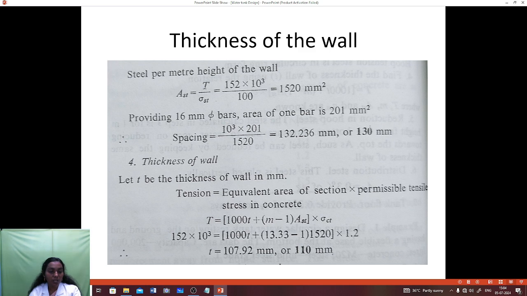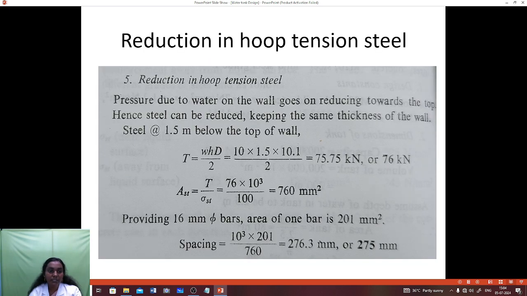Next one is thickness of the wall. For the thickness of the wall, the tension is equal to the cross-sectional area into the permissible tensile stress in concrete. Also find the tension value. This is to find the thickness of the wall. Okay. Next one is reduction in hoop tension steel. Toward the top of the water tank, the reinforcement spacing is very high. Once the pressure distribution is reduced, we provide larger spacing of bars. Okay, so we need to calculate the tension, AST and spacing.